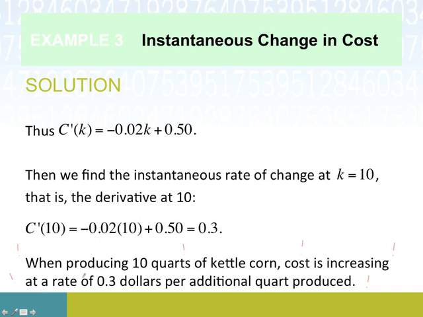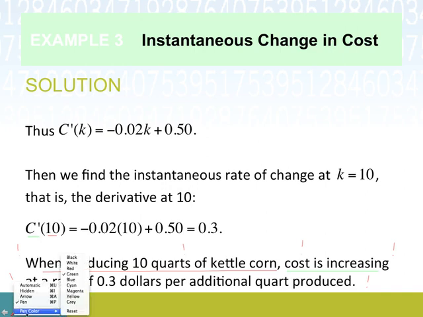So when producing 10 quarts of kettle corn, that tells me about the input. We're talking about the cost and its rate of change. So cost is increasing. That's because we're talking about c prime. We're talking about its rate of change. So c prime is a rate of change in costs. This number is bigger than 0. It's a positive number. So if you have a rate of change that's positive, just like an upward sloping line, that means that cost itself is sloped upward there. It's growing.